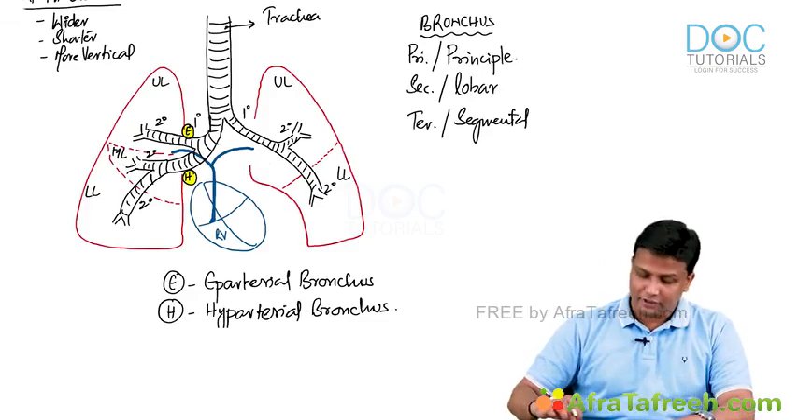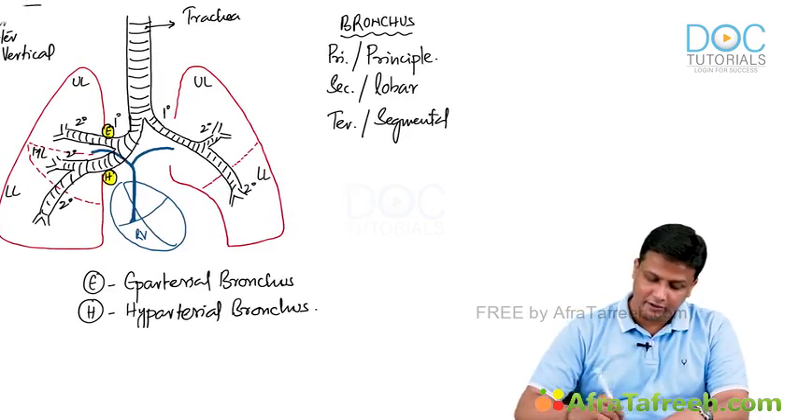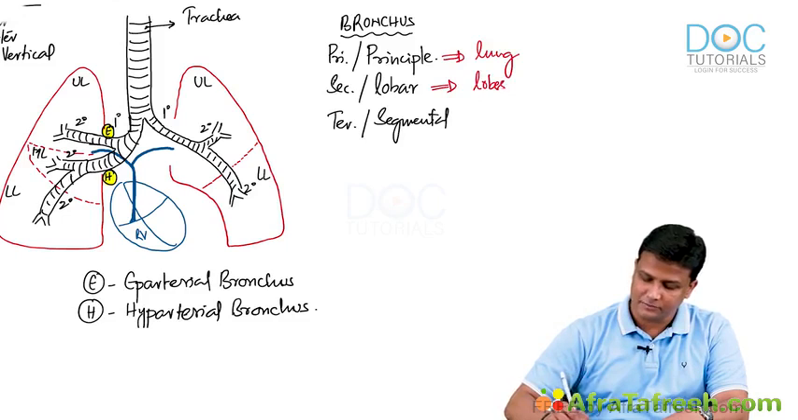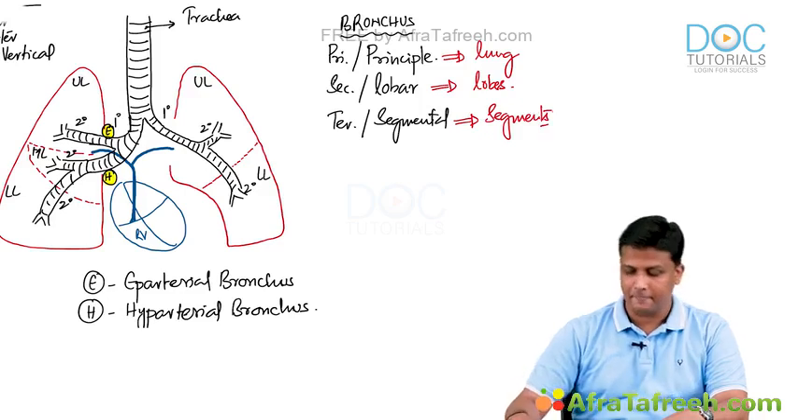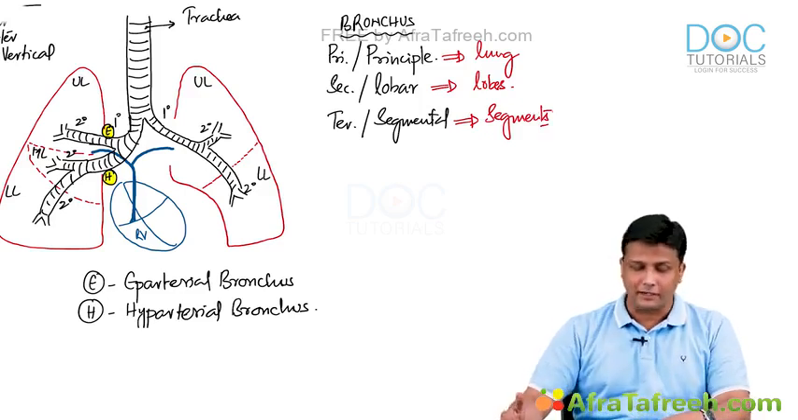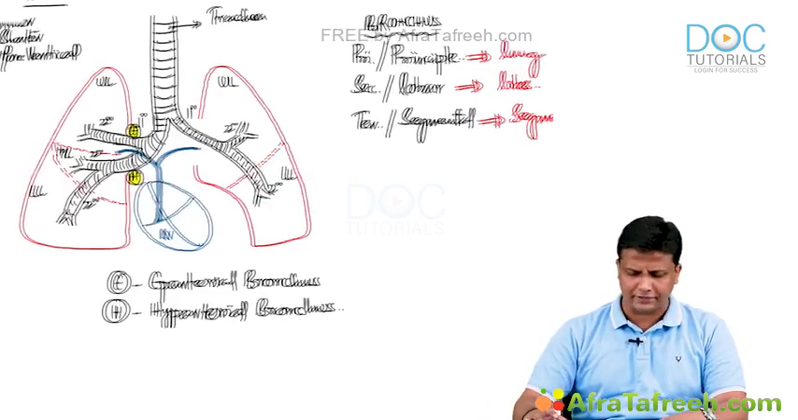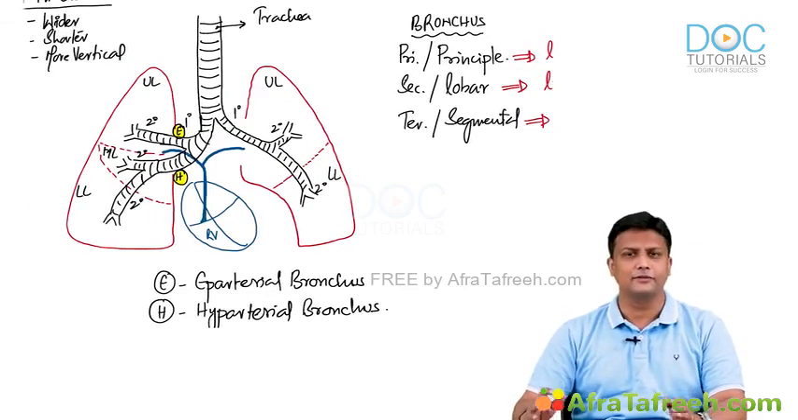Perfect. And one more thing I would like you people to add here. The primary bronchus is the one which will be supplying to the lung. The secondary bronchus is the one which will be supplying to the lobes. And tertiary bronchus is the one which will be supplying to the segments present inside the lobes. So primary, secondary, tertiary: the lung, lobes and the segment, guys. Perfectly done.